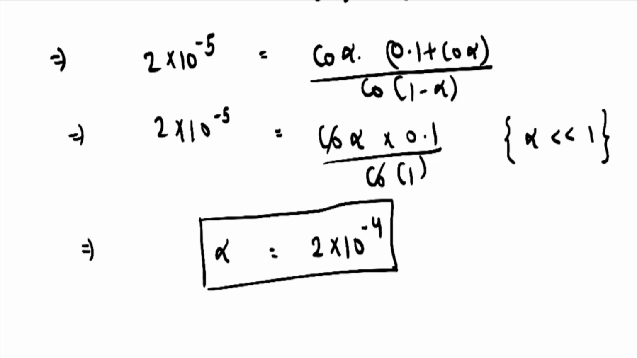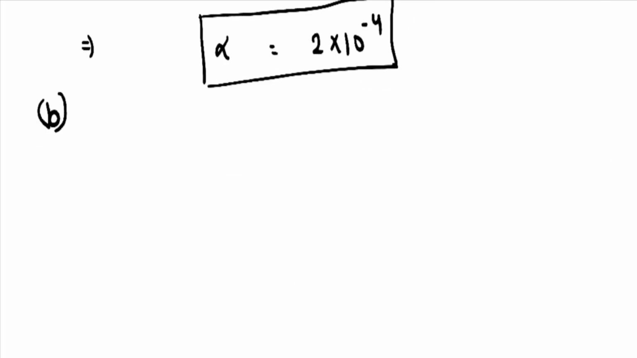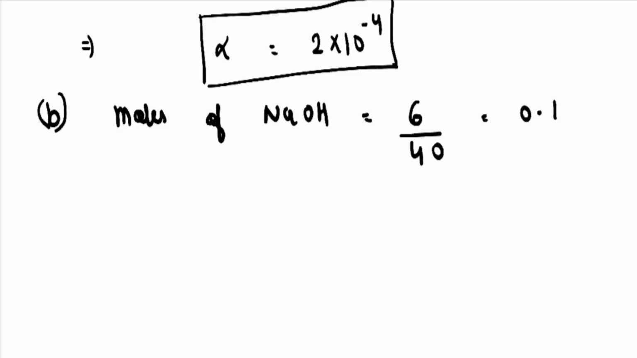Now let us come over to the B part of the question. The B part is saying that when we add 6 gram of NaOH in the solution, what will be the final pH of the solution? So we can say moles of NaOH in the solution will be equal to 6 divided by 40, which is equal to 0.15. Firstly, our NaOH will react with the HCl. So the reaction will be NaOH plus HCl giving NaCl plus water.